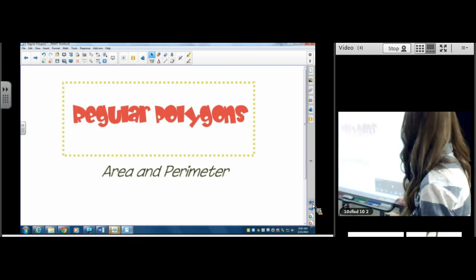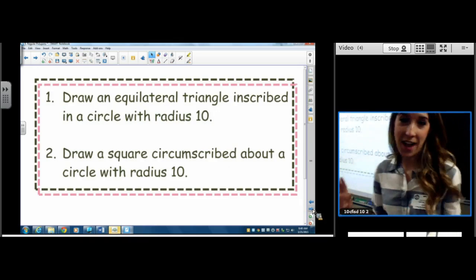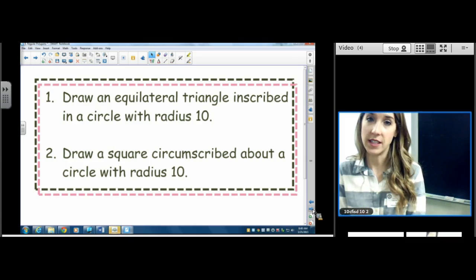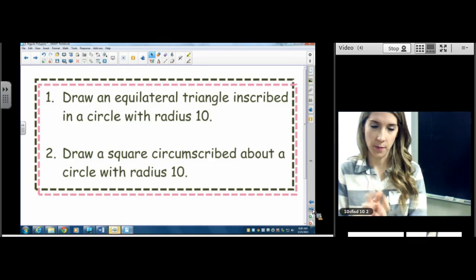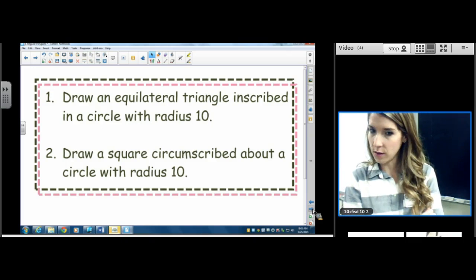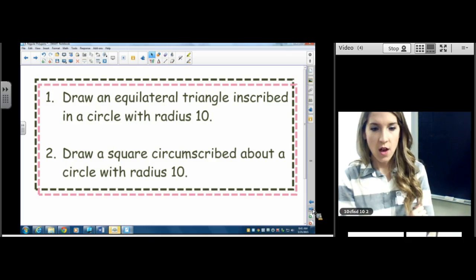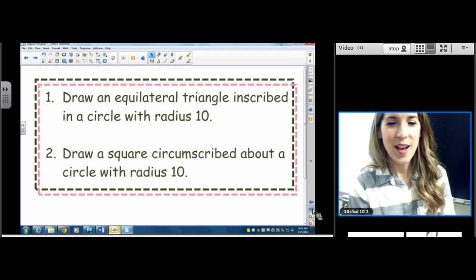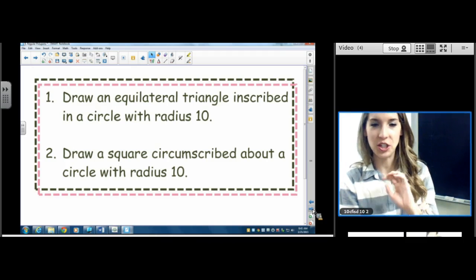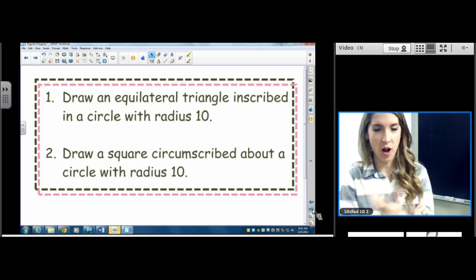Okay. Now, you don't actually have to do this. I'm just going to show you how you would draw these things. I'm not sure if you've seen these words before. Draw an equilateral triangle inscribed in a circle with radius 10. You don't actually have to do it with a compass. It doesn't have to be exact. We're just sketching. I should have put sketch instead of draw.